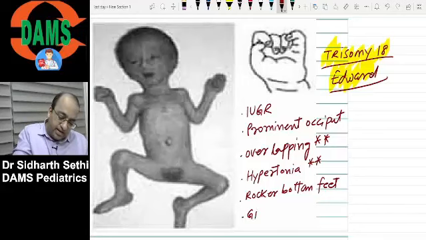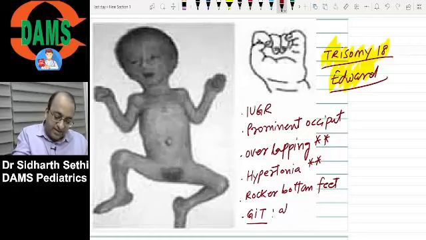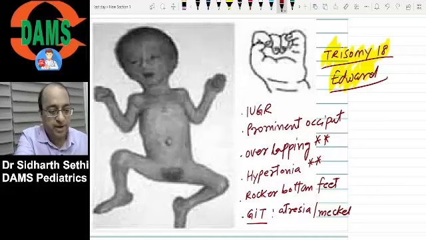Now remember, GIT abnormalities are common in Edwards syndrome. They can have atresia of the gut, Meckel's diverticulum. In trisomy 18, the second commonest trisomy, it is also related to increased maternal age.